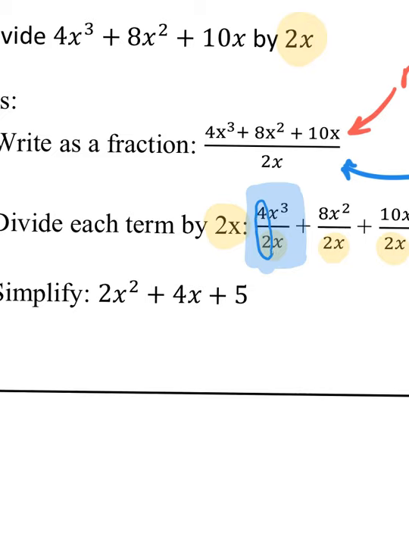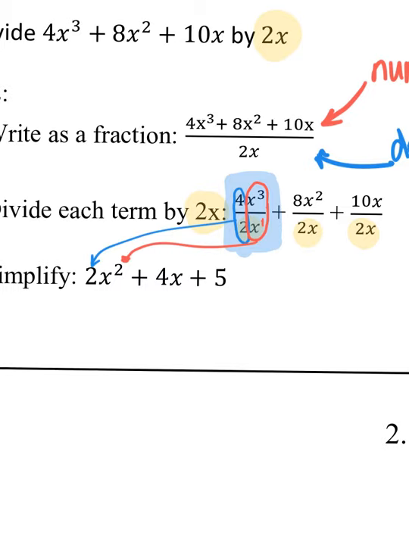4 divided by 2 gives me 2. And then remember, when we divide exponents, we subtract. So this is a 1. So we have 3 minus 1, which gives me this 2. Okay, so that's the first term. And then if we look at the second one, we have 8 divided by 2, and that's 4. So we're going to bring our number over. And then x squared divided by x to the first, we subtract 2 minus 1, and then we just have 1x.